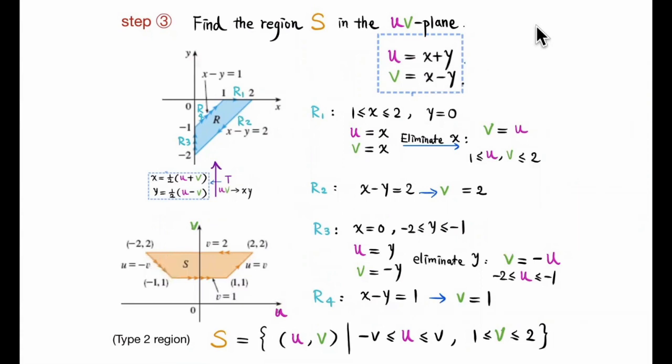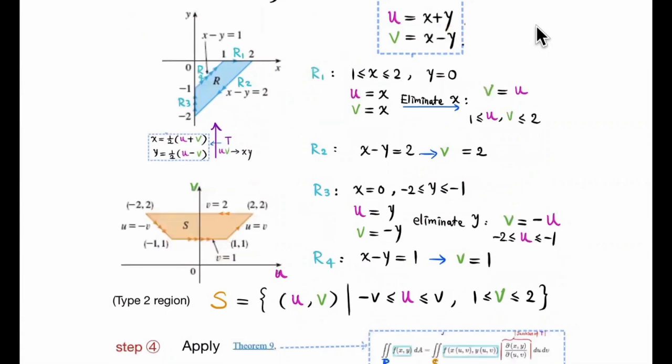And the last side here, R4. The equation for this line, using these two intercepts here, is x minus y equal to 1. Notice that x minus y equal to v, so this is v equal to 1. So v equal to 1 is the equation of this side, and it's going to start from this point and end at this point. So putting all this together, we get a trapezoid here.